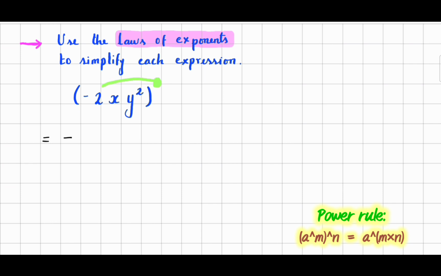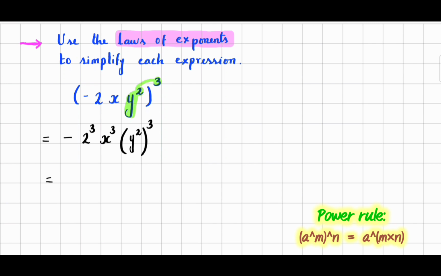If we distribute the power to the base 2, we get 2 cubed. Then distribute the power to x, we get x cubed. And if we distribute the power 3 to y squared, we get y squared, the whole cubed. Okay, so we have negative 2 cubed, which is 2 times 2 times 2, which is 8, then x cubed, and y to the power 2 times 3, which is 6.